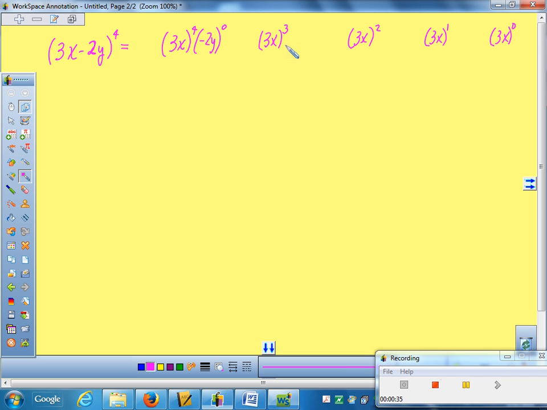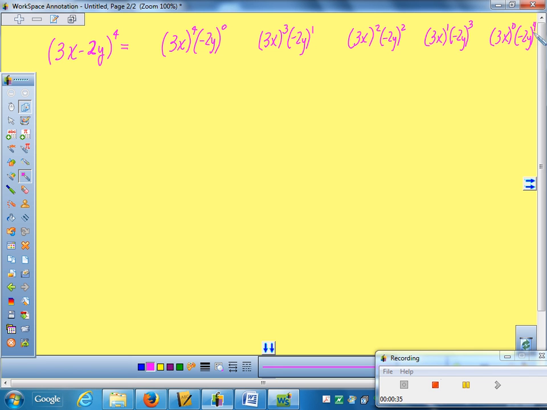What would be the next one? Negative 2y to the first. Negative 2y to the second. Negative 2y to the third. And negative 2y to the fourth.